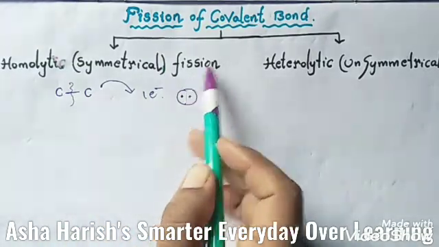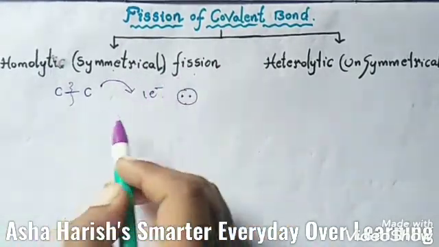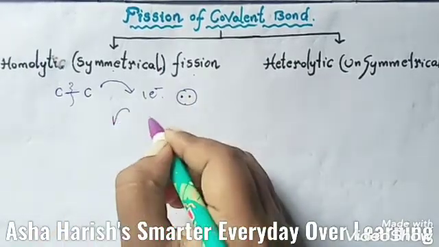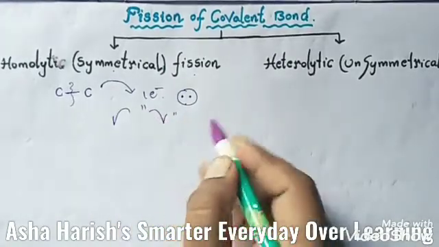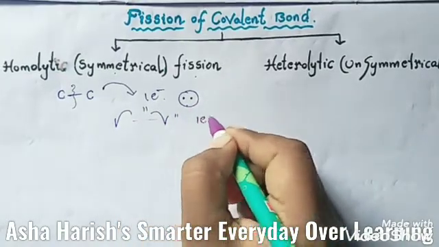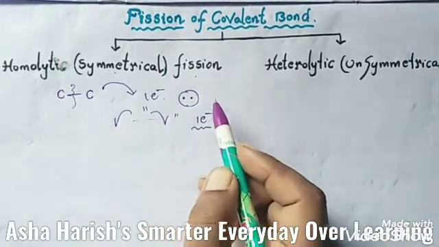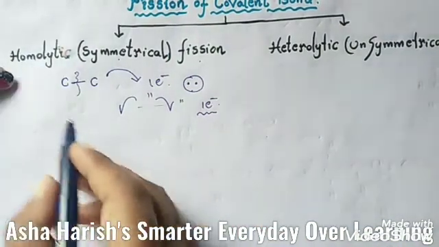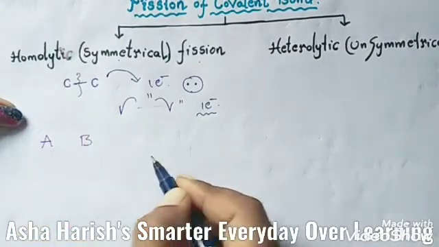It is also called symmetrical fission, and this homolytic fission is usually indicated by a fish arrow, just like this. This fish arrow denotes a one electron displacement. Now let's see the example here.